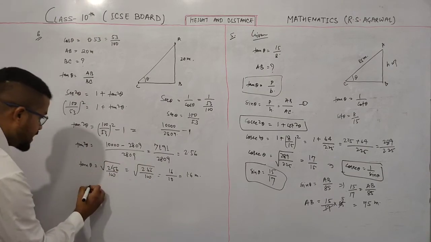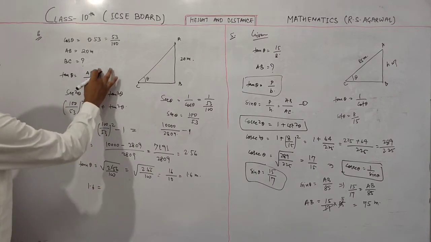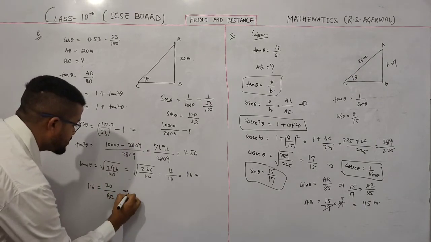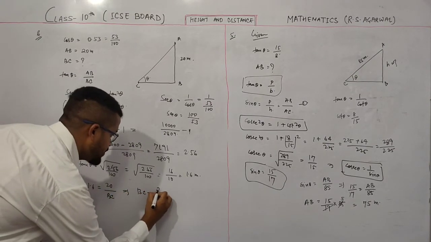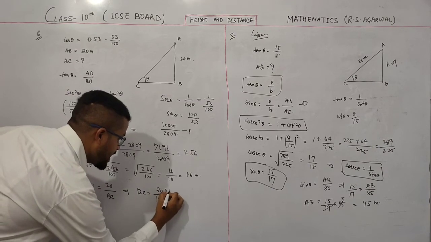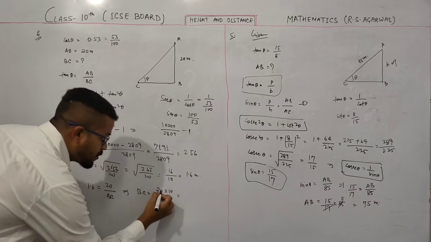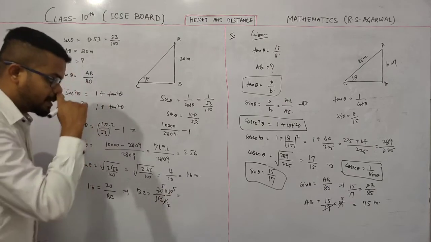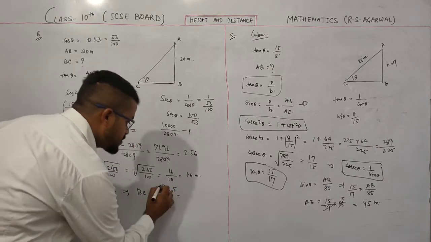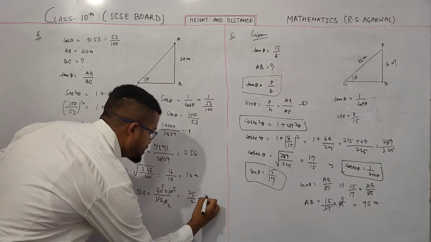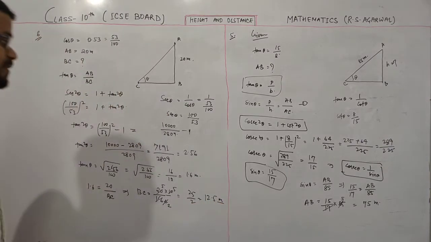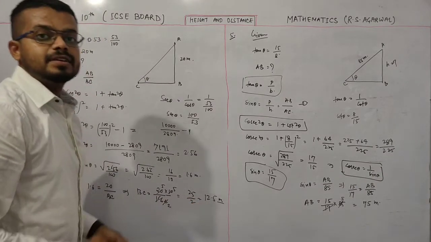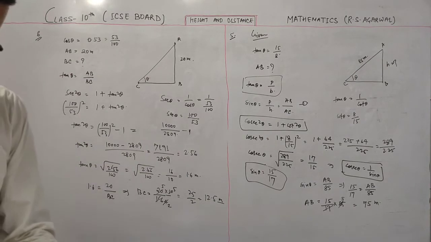Now this 1.6 is equal to AB upon BC. AB is 20 and we have to calculate the value of BC. So BC is equal to 20 upon 1.6. So 4 5s are 20, 4 4s are 16, 2 2s are 4, 2 5s are 10. So 5 5s are 25 by 2. This is 12.5 meter. This is the process how you get the answer. Now this is question number 6.